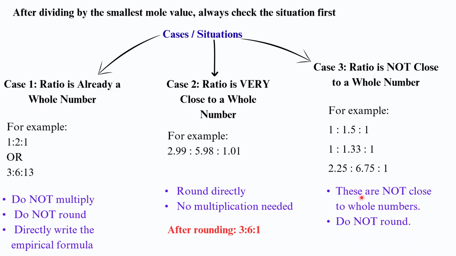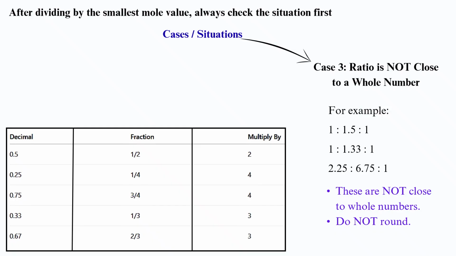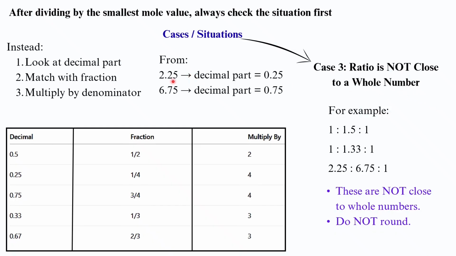You will not directly round this figure. You are not going to multiply or do anything yet. Firstly, you are going to observe the situation. Based on the situation, if you land upon this situation, you will follow this method. Like in this question, as you can see, the ratio that I'm getting is 2.25 and 6.75. I can see that these two numbers are not whole numbers.